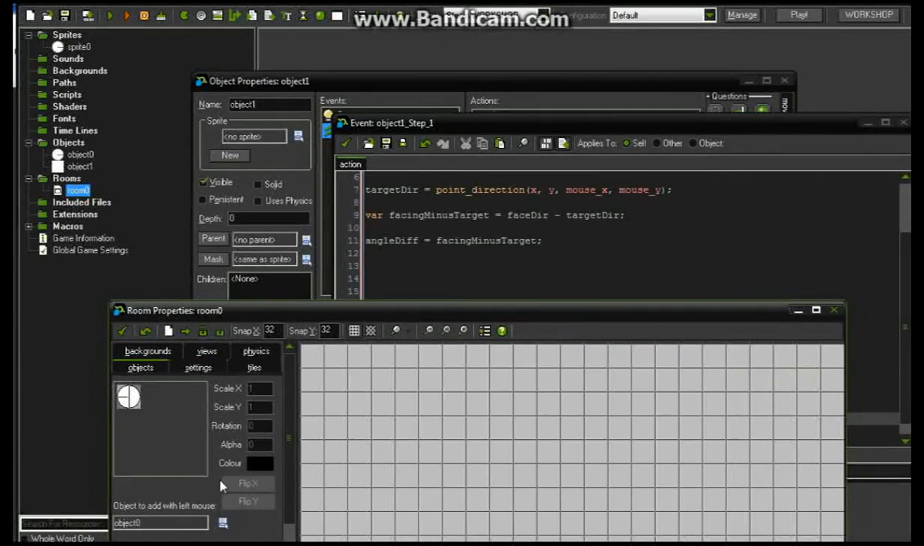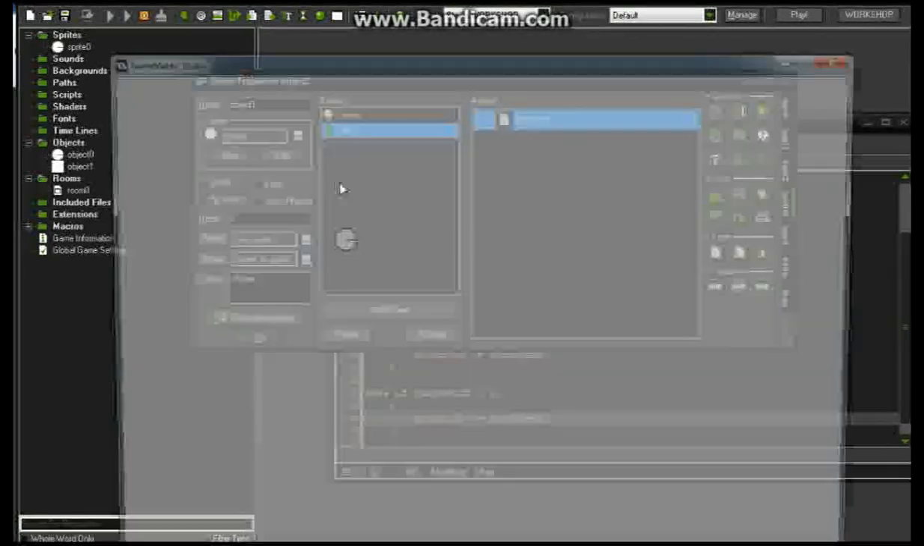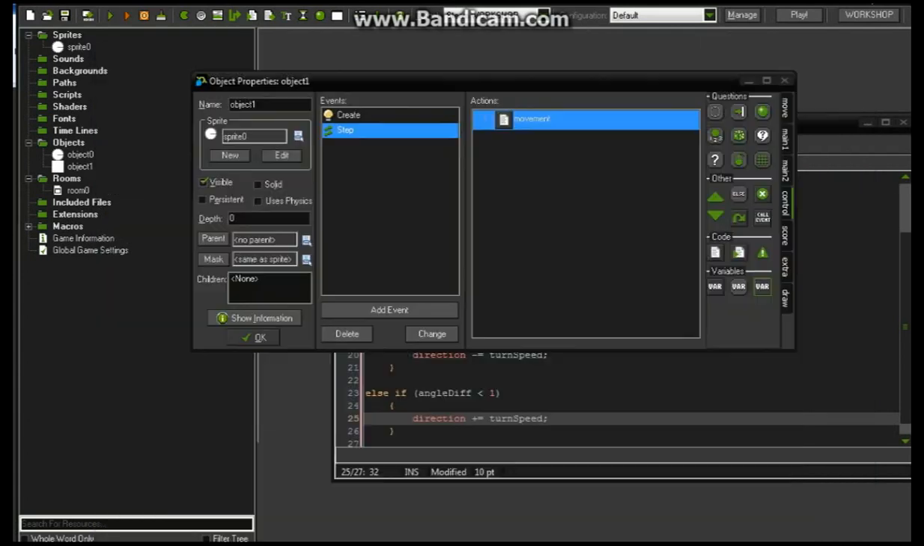Object 1, and there it is. Also, don't forget to assign your sprite. Alright, so let's check that out. And of course, it doesn't work. Hold on, I know what I did wrong.